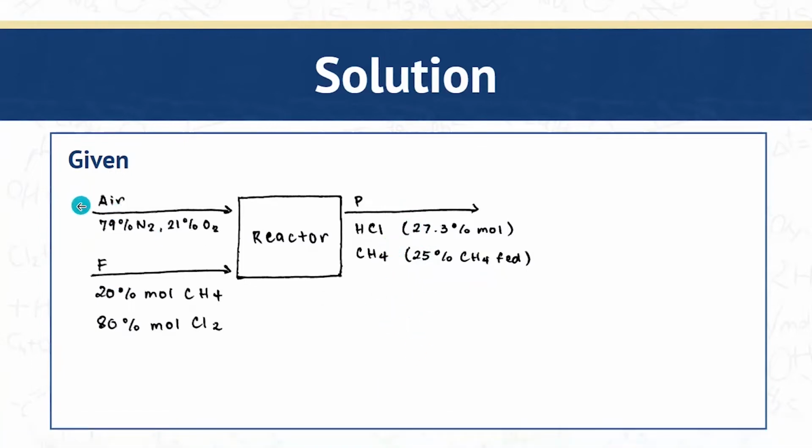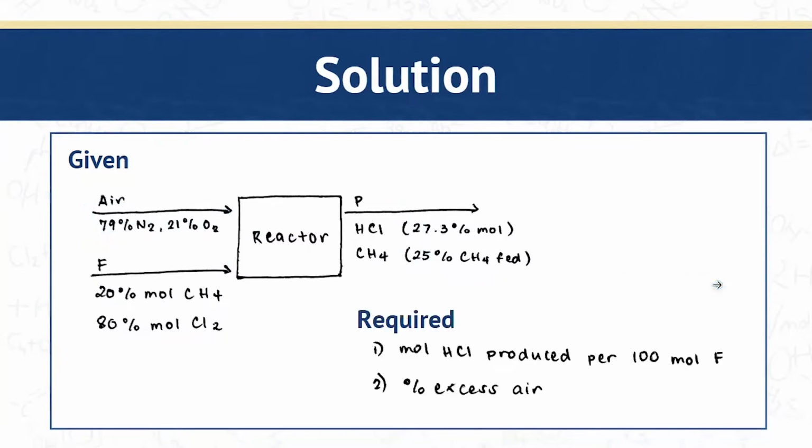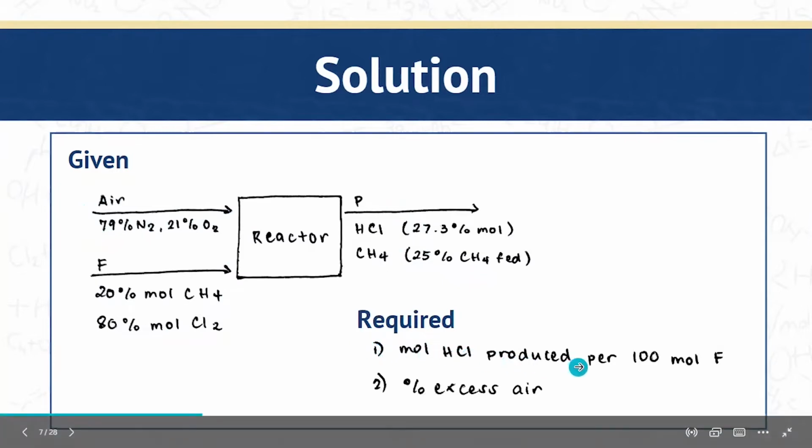And then finally, the methane reacts with chlorine gas and oxygen gas from air. So there's a stream of air entering, which is composed of 79% nitrogen gas and 21% oxygen gas. And then we are required the following. First, the moles of hydrochloric acid produced per 100 moles of the feed. And second, the percent excess of air.